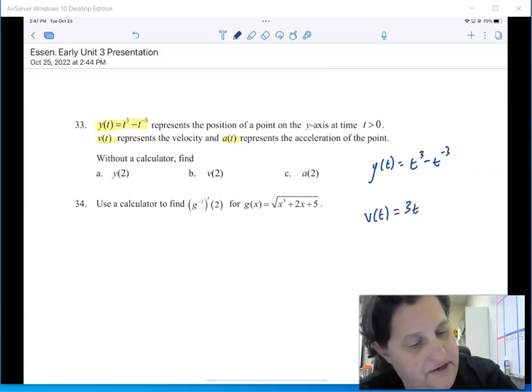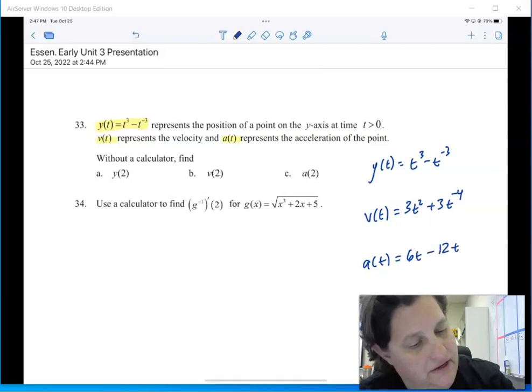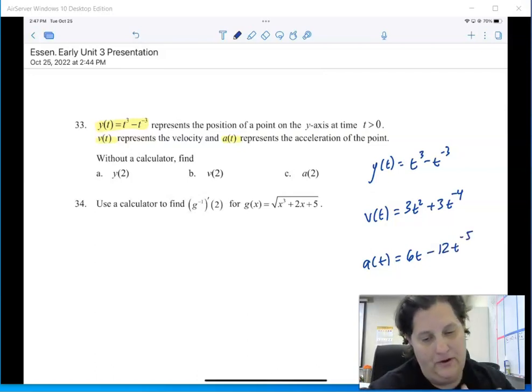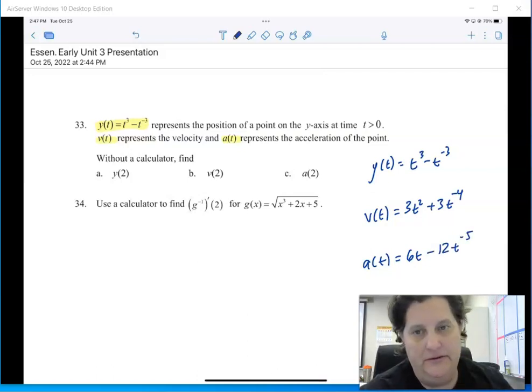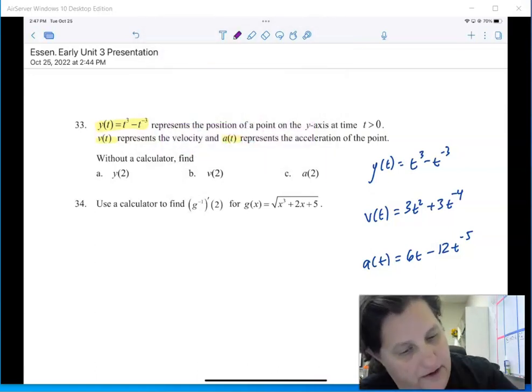So that's going to be 3t squared plus 3, because that'll be positive 3, t to the negative 4. And then the acceleration equation would be 6t minus 12t to the negative 5. Okay? And we're just evaluating all these at time 2. So without a calculator, here we go.